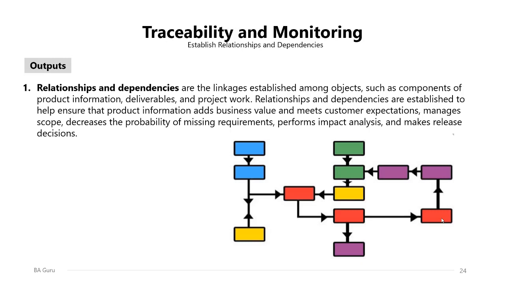So the relationships and dependencies will make sure that each of the product requirements you have captured is linked to at least one of the business goals and objectives. It will help you also meet the customer's expectations, manage the scope creep, and decrease the probability of having any missed requirements.